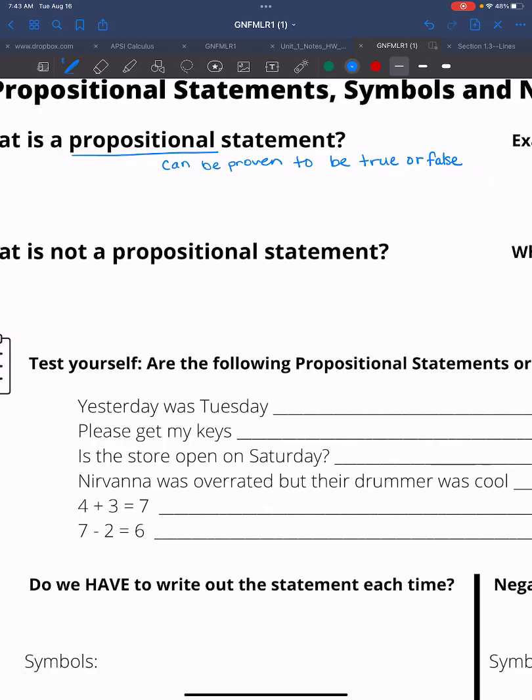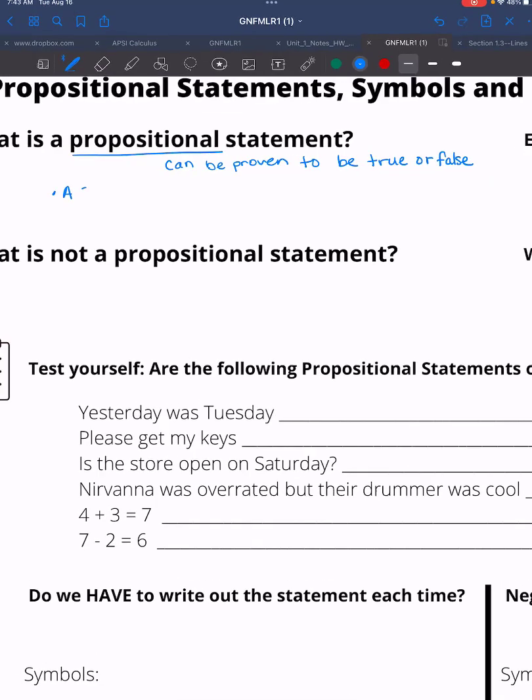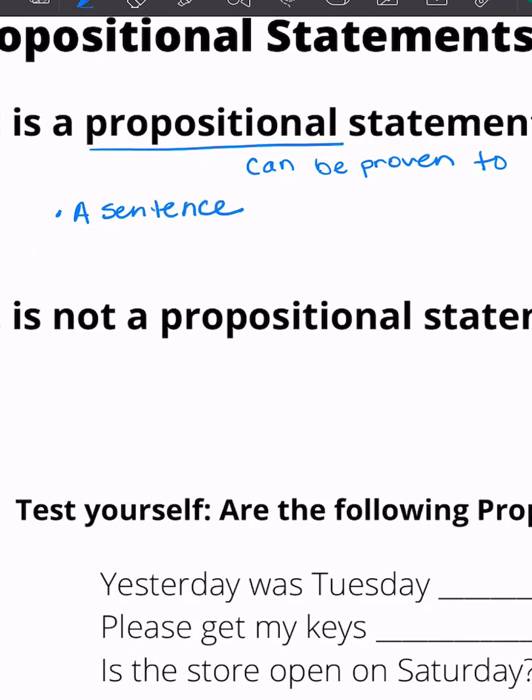So a statement refers to a sentence. We know in this statement it has a fact, and that fact can either be true or false. And the last piece, and I'm going to emphasize this here, is that it cannot be both true and false. It has to be either or.